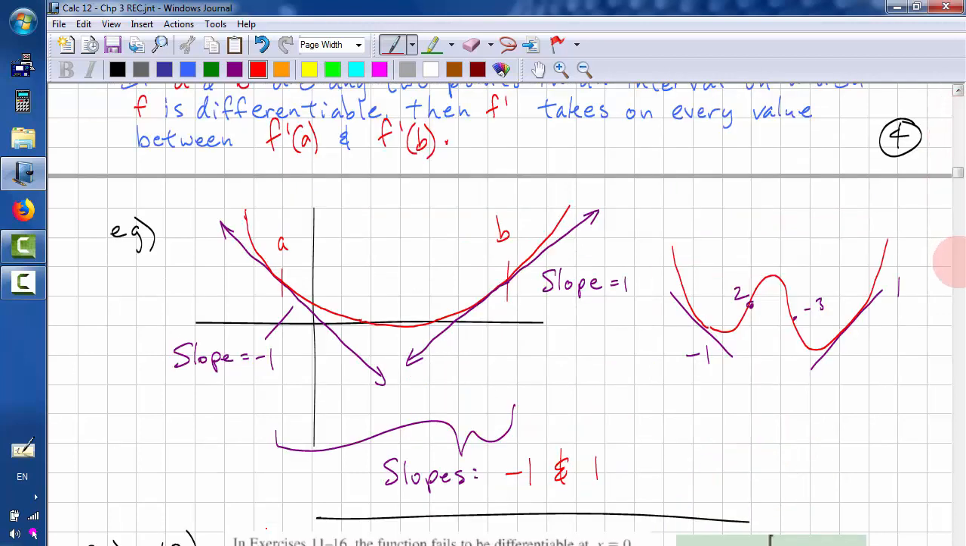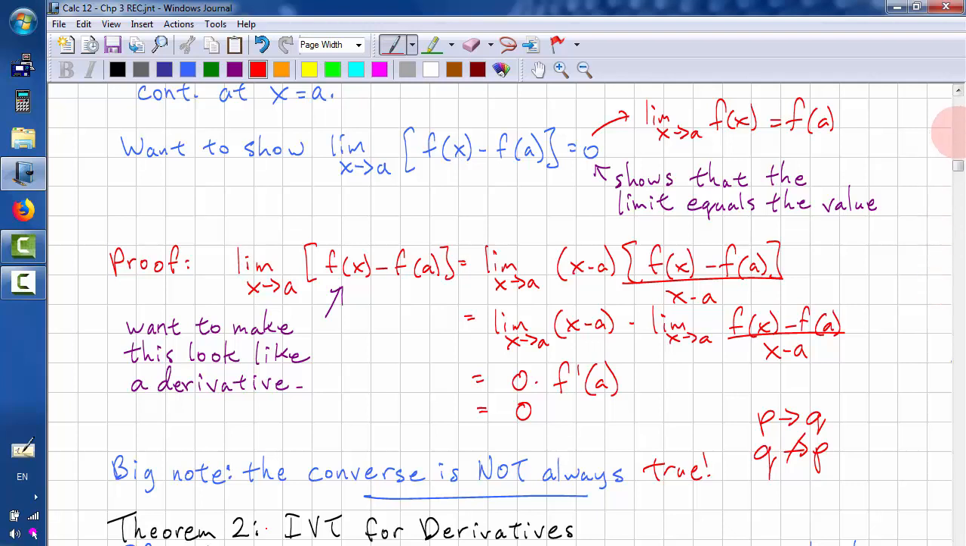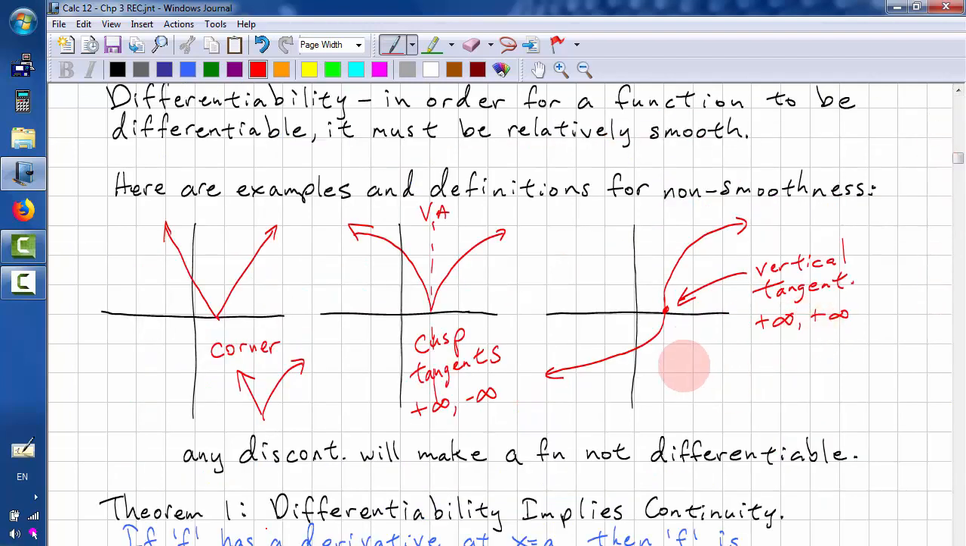Sorry, I made a mistake earlier. This is discontinuous as well. There's a vertical asymptote here. Okay, so the only one that is continuous is the corner. And that completes this lesson.